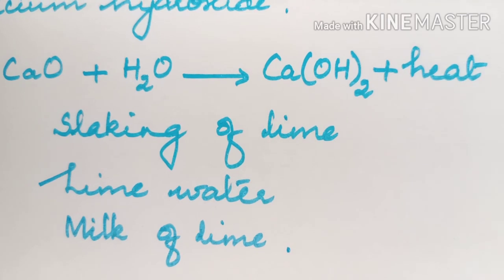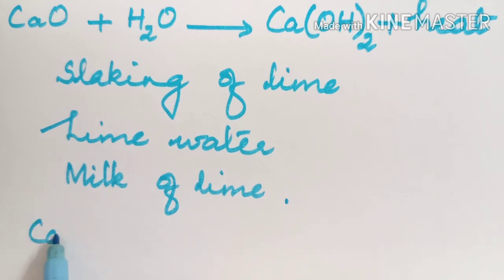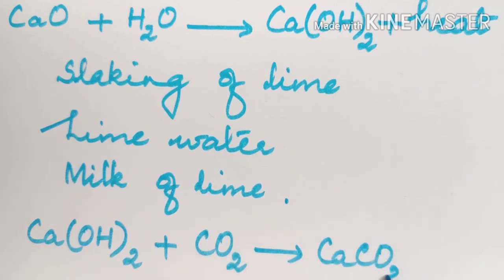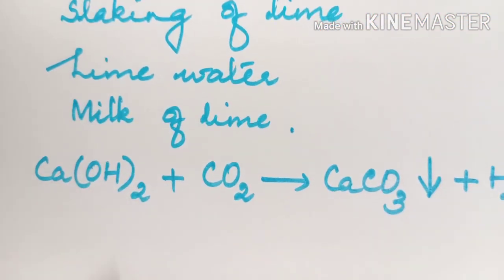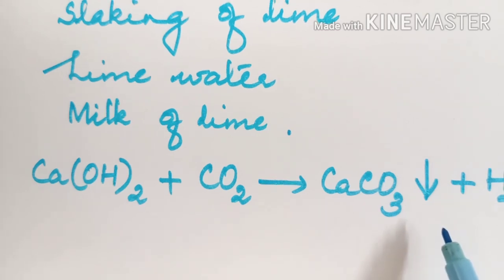Lime water is very important in the qualitative analysis of carbonate ions. You know that calcium hydroxide, when it is treated with carbon dioxide, that is produced when a carbonate salt reacts with acid, forms calcium carbonate, which is an insoluble precipitate, white in color, and it also results in water. With the result, what you observe is that when carbon dioxide is bubbled through lime water, it turns milky due to the formation of calcium carbonate.